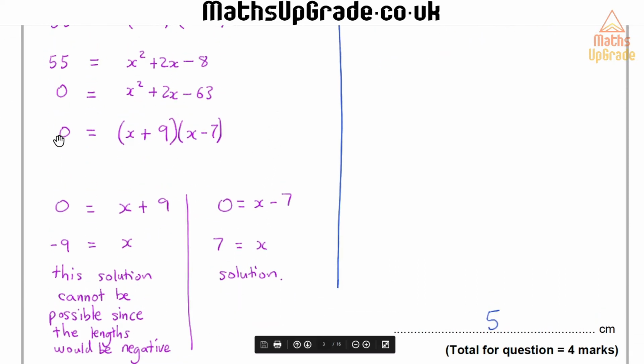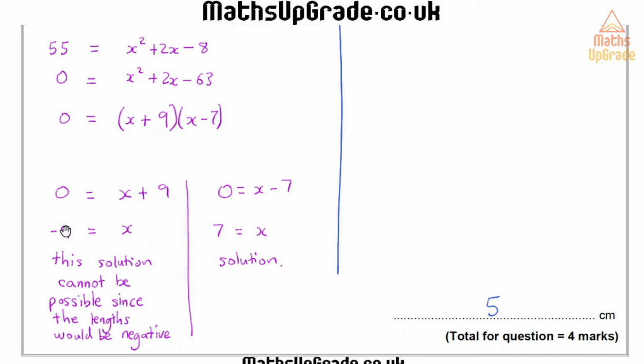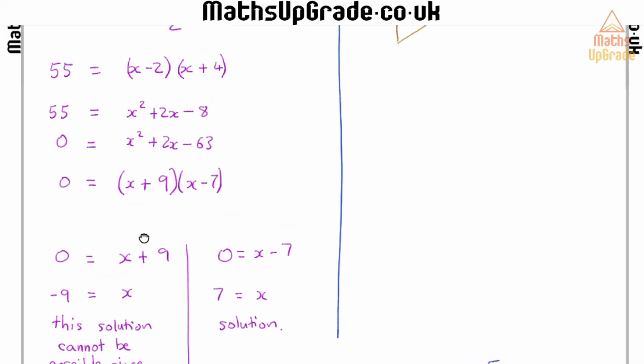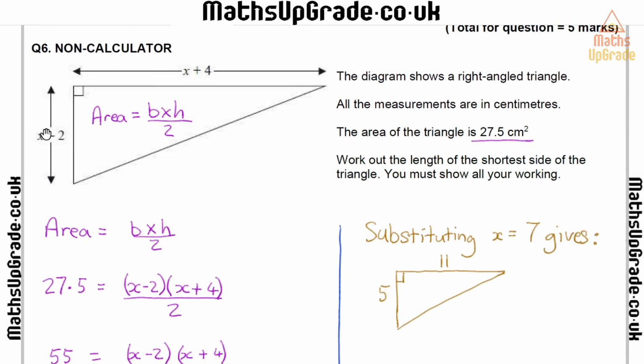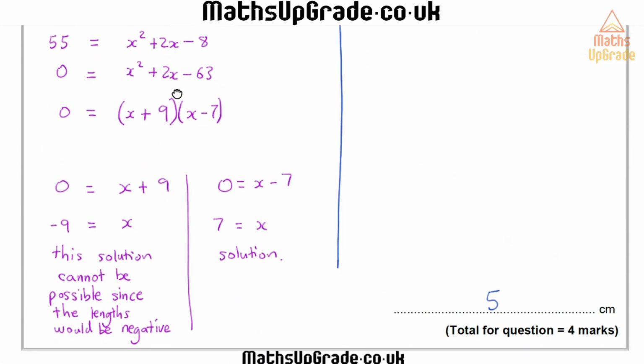So since they equal 0, both these brackets must equal 0. So 0 equals x plus 9. That means x equals negative 9. And 0 equals x minus 7. That means x equals 7. Now this cannot be a solution since if x is negative 9, that means that this and this actually would both be negative length. There's no such thing as a negative length. So this isn't a plausible solution, so you can ignore that solution. This one here gives x equals 7, so that's our solution.